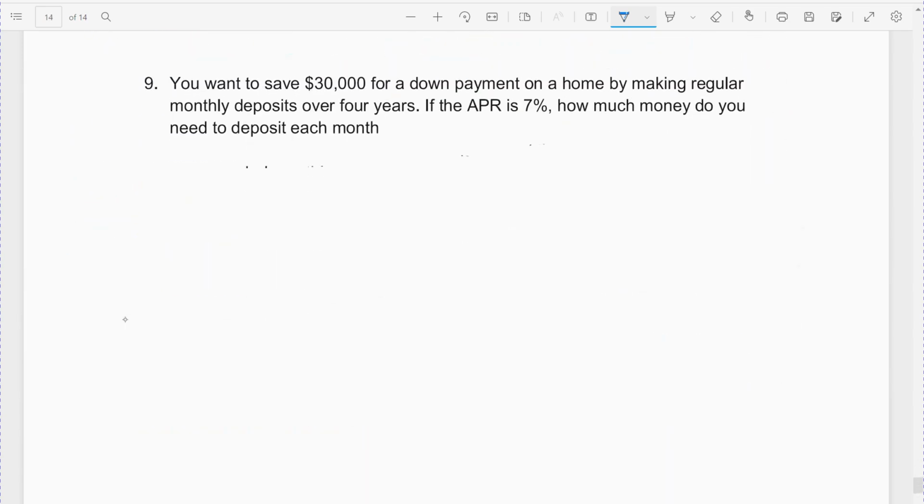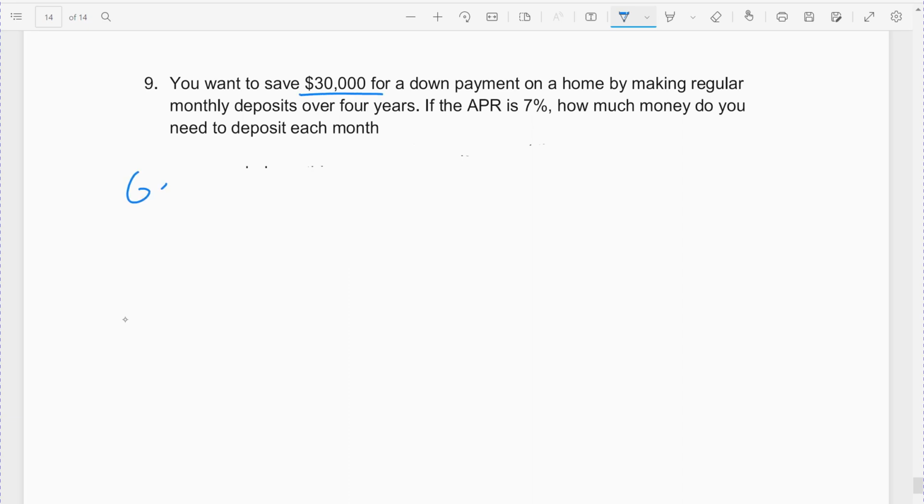Alright, the last one. Suppose you want to save $30,000 for a down payment on a home, making regular monthly deposits over 4 years, and your APR is 7%. How much money do you need to deposit? So there's no nest egg, no retirement. This is the first case, the accumulation annuity, the first type.